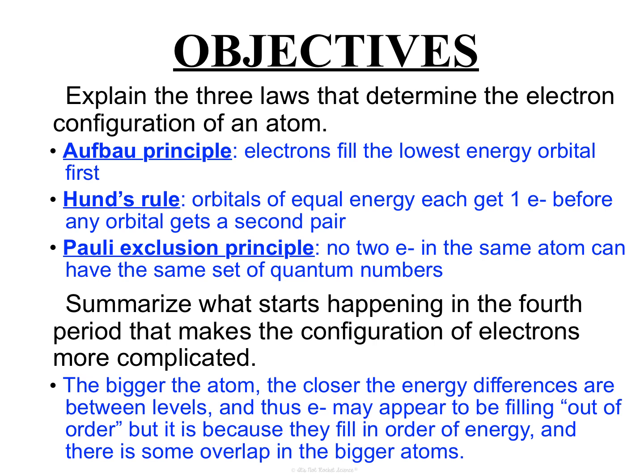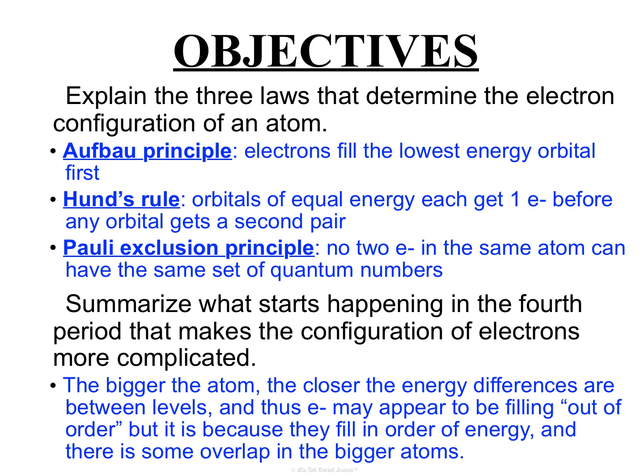So the 3 laws that explain the electron configuration are the Aufbau principle, Hund's rule, and the Pauli exclusion principle. Alright, so we know that they fill the lowest energy orbital first. Orbitals of equal energy get 1 electron before any orbital gets a second. And we know that no 2 electrons in the atom can have the same set of quantum numbers.